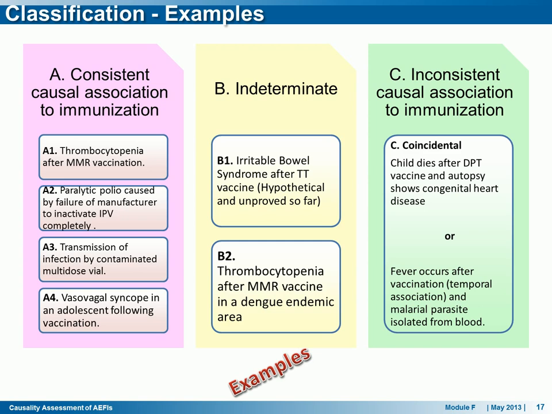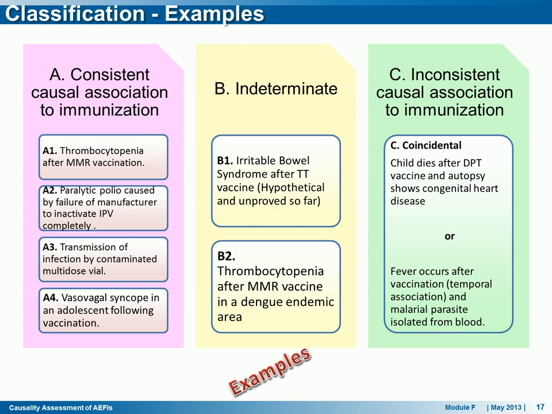Now, for the inconsistent causal association to immunization, there are two characteristics. One was something from inside coming out, that is a coincidental event, where a child dies after DPT vaccine and autopsy shows a congenital heart disease. Or it could be something from outside coming in, like a fever which occurs after vaccination, and when you examine the blood, we find that the malarial parasite is positive. So these two are pretty straightforward.